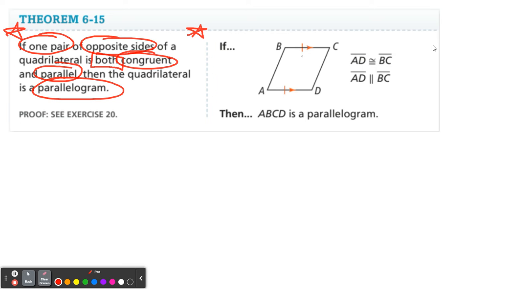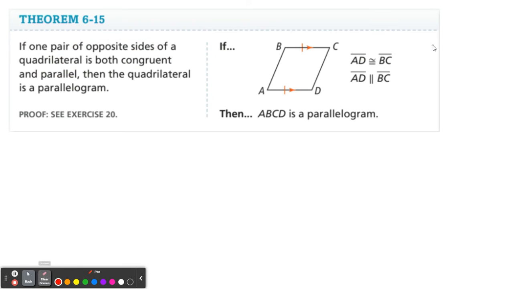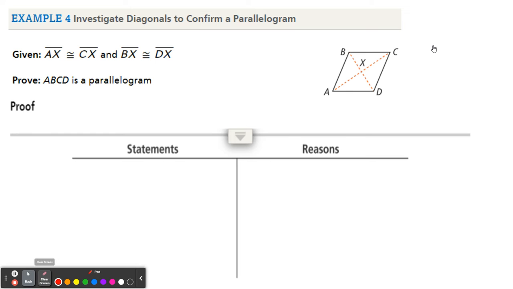All right, so we are going to do a proof to prove the diagonals one, and we're going to do it right here. In this problem, we are given that segment AX is congruent to CX, and BX is congruent to DX. It's not marked yet. I'll go ahead and mark it. We want to prove that this is a parallelogram.